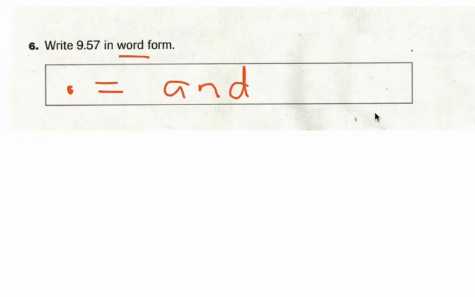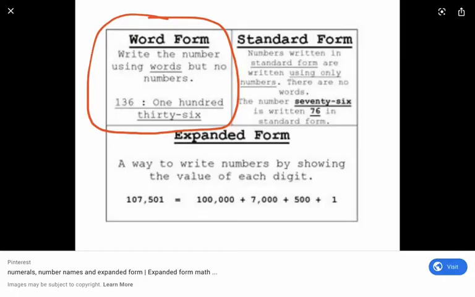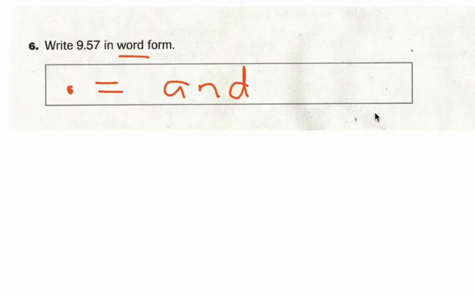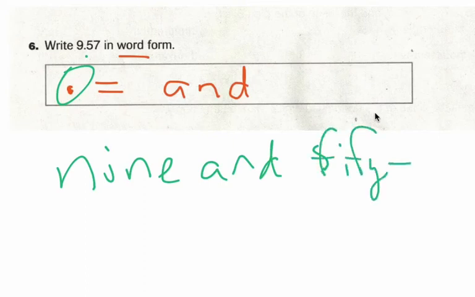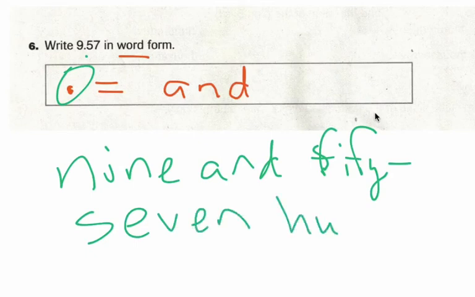Simple, they're asking you to write this in word form. If you look at that, word form is write the number using words but no numbers. For example, 136 is one hundred thirty-six. So remember that this decimal point means "and," so you write nine and fifty-seven hundredths.